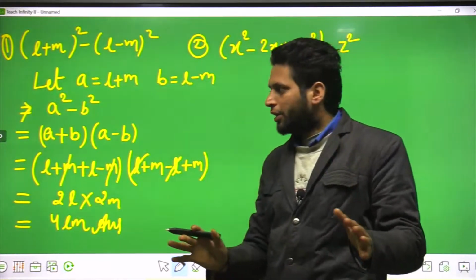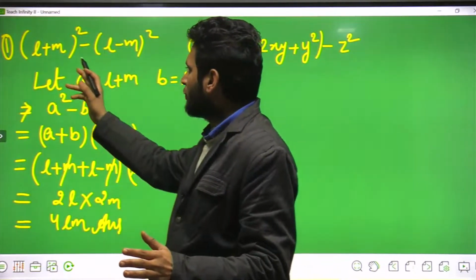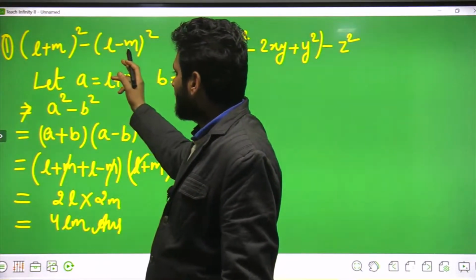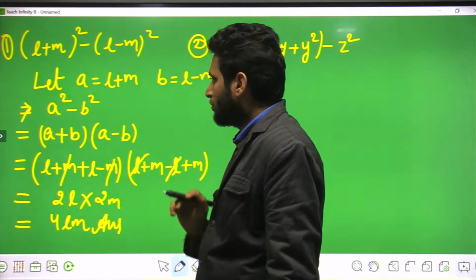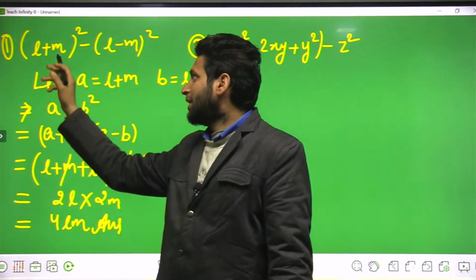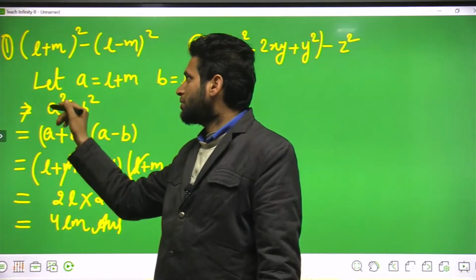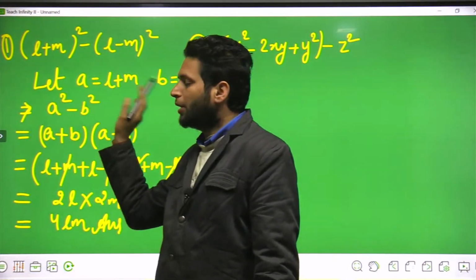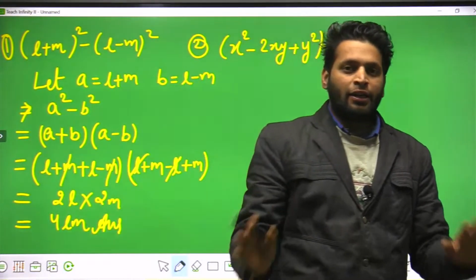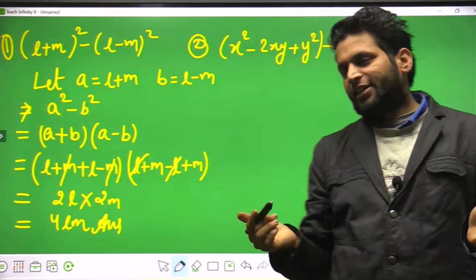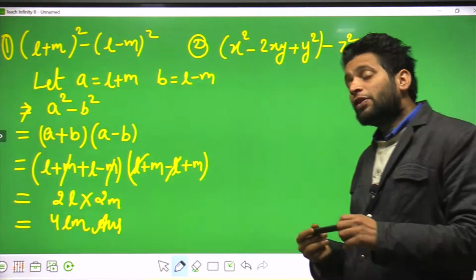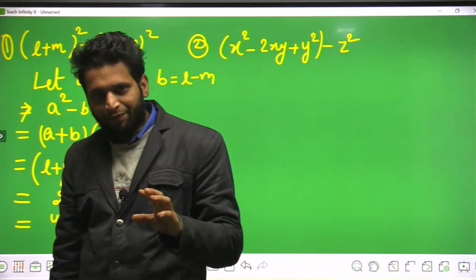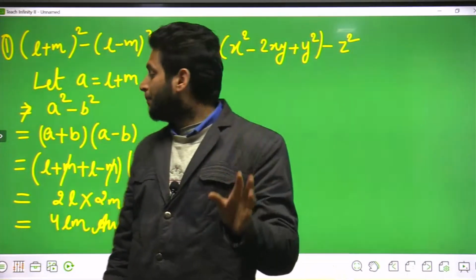So what we have done is, in the place of L plus M, we will write A, and in the place of L minus M, we will write B. So it will be A square minus B square. We know very well that now it is converted into an algebraic identity, and the result of the algebraic identity is A plus B and A minus B.